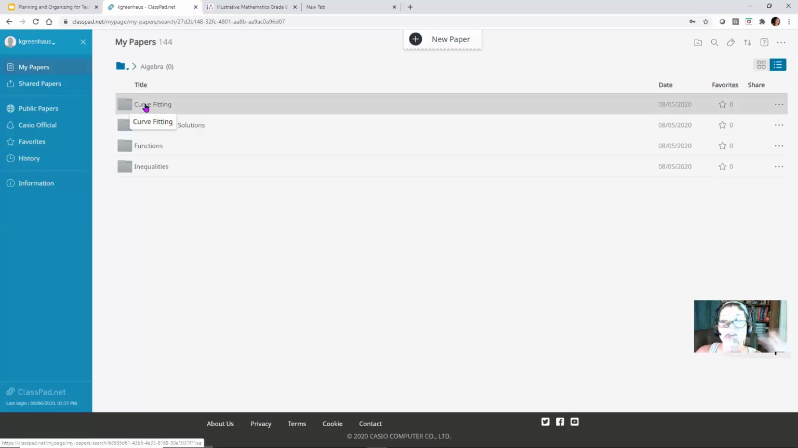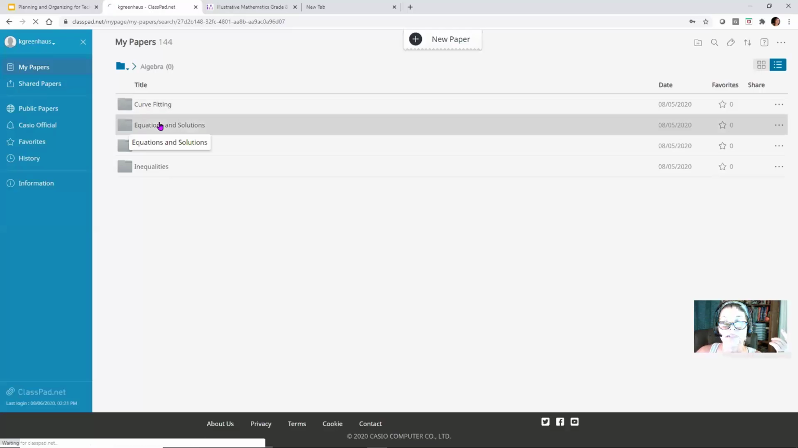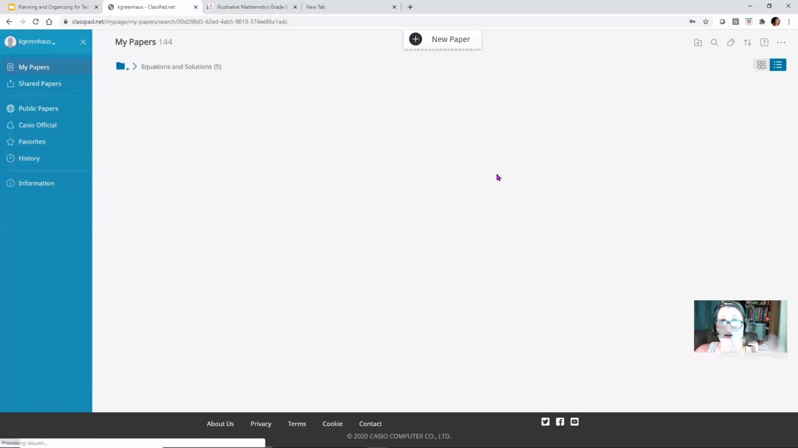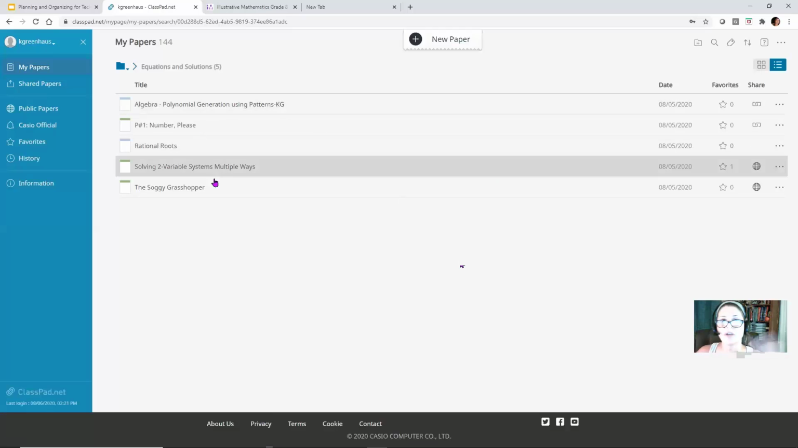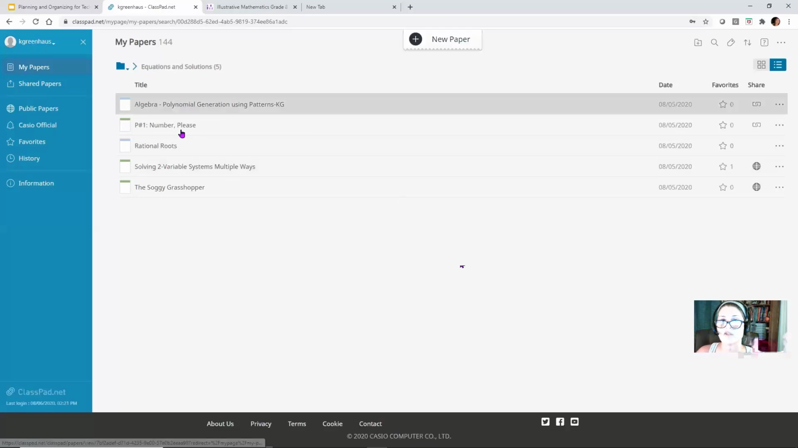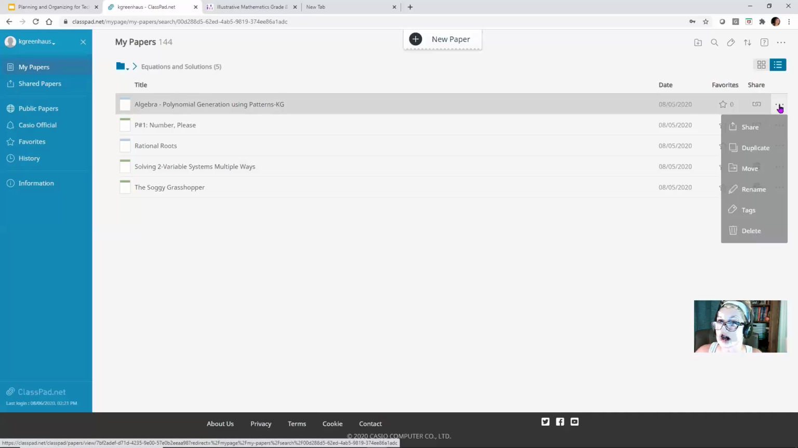Let me go into one of the folders here, and you'll see I actually have activities in my folder. So here are the activities that are in my equation folder. I have 5 activities right now. And so it's the same thing. This is a separate activity or a paper. I still have the 3 dot options, and so I can still do the same thing. So the 3 dots off to the right of a folder or a paper are where you can share it, duplicate it, move it, rename it, add tags, okay?